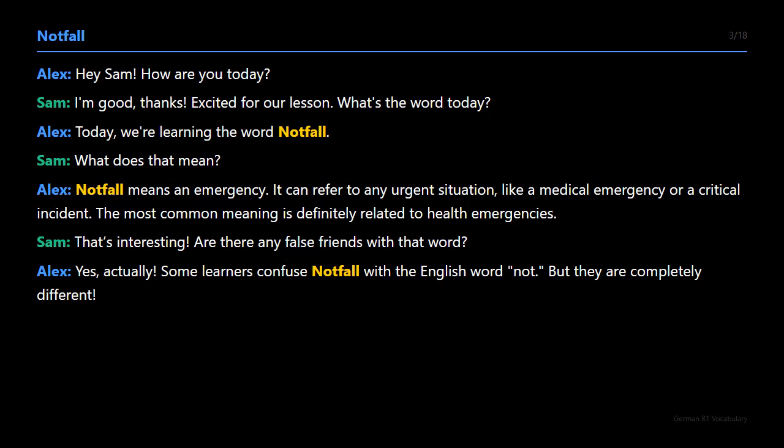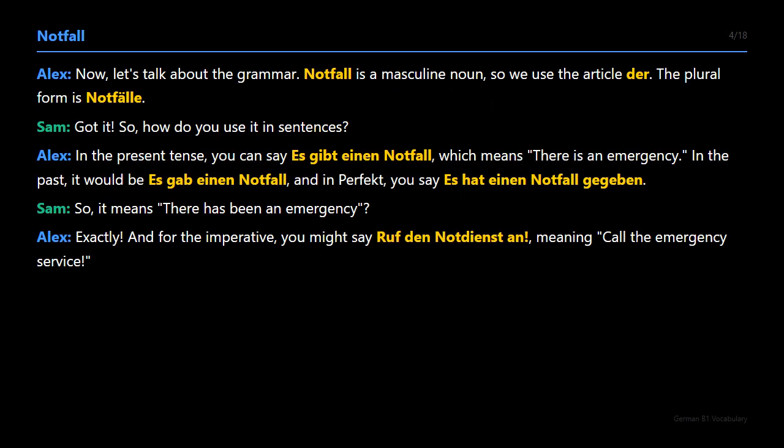Now, let's talk about the grammar. Notfall is a masculine noun, so we use the article der. The plural form is Notfälle.